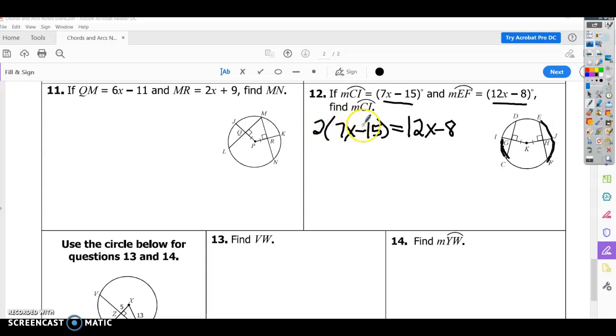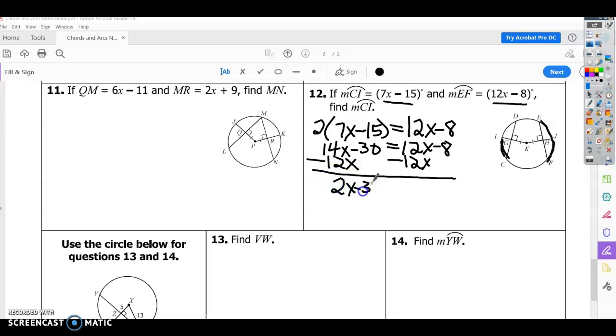All right, so then we distribute the 2, so that's 14x minus 30. And then subtract 12x from both sides. Add 30. 2x equals negative 8 and 30 is 22. Divide by 2. X equals 11. All right, now let's go back and see what it asks for.